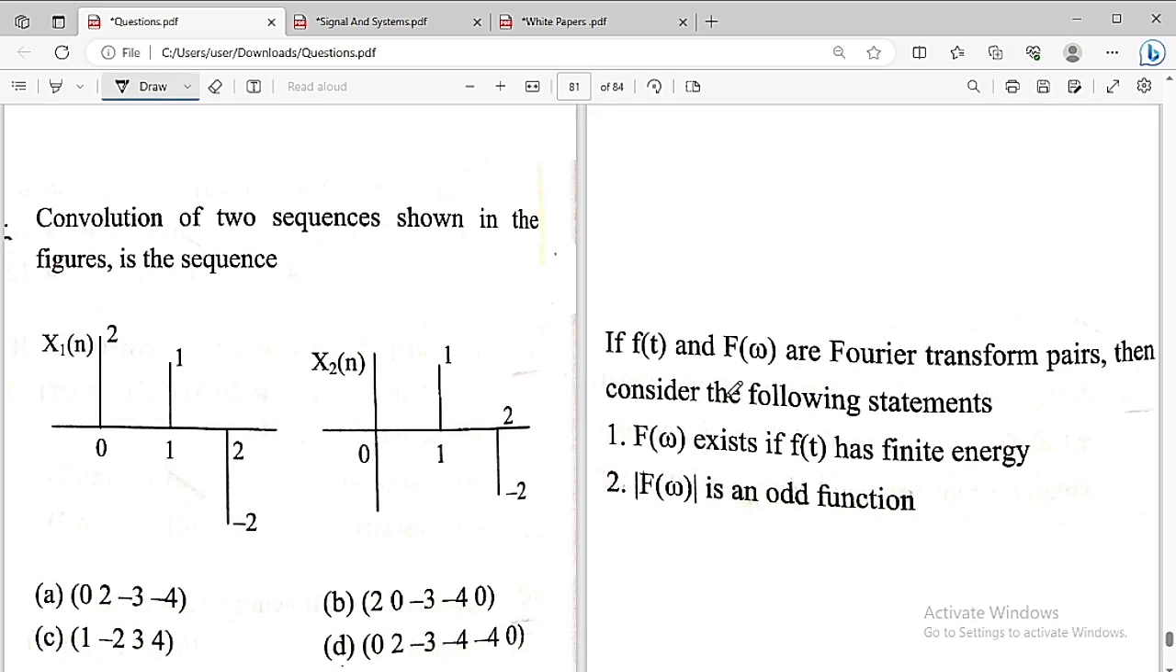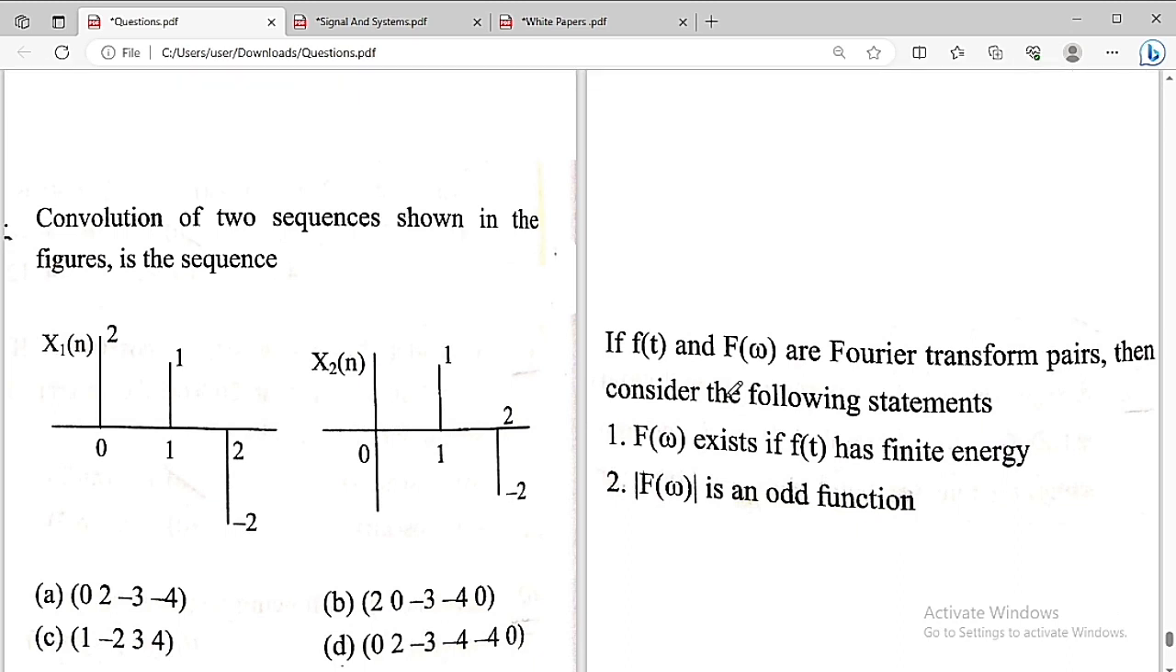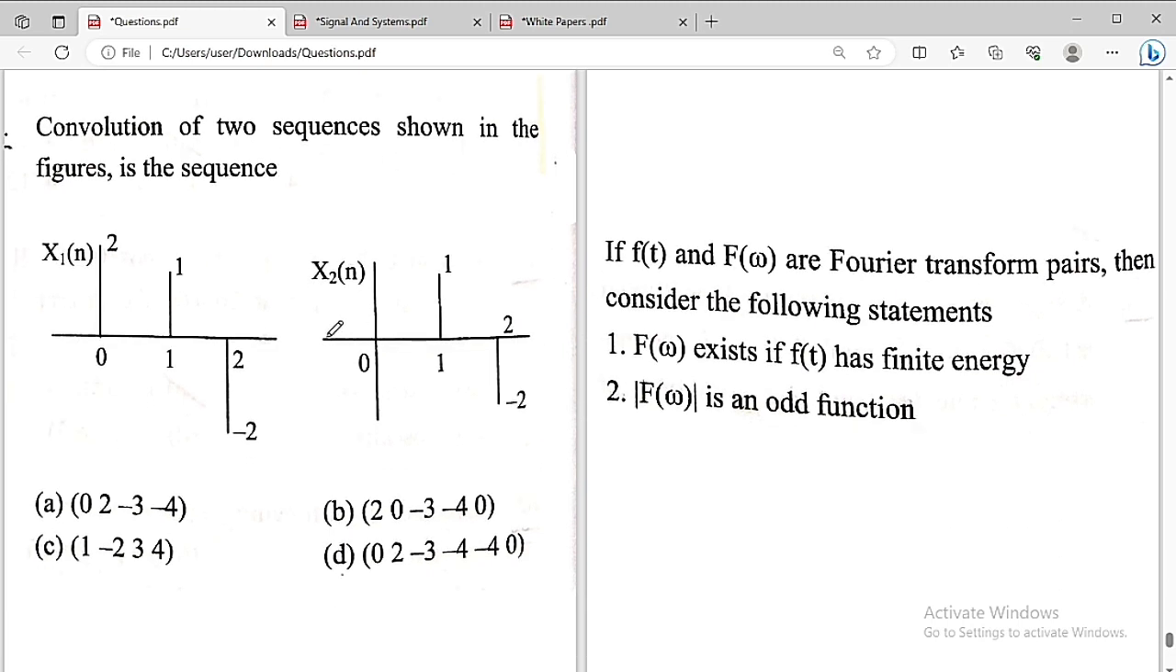See the question here. The convolution of the two sequences shown in the figure is the sequence. So basically, if you see clearly, they are given two discrete time signals x1 of n and x2 of n, and they are asking us to figure out the combination of these two. So if you see clearly, at 0 its value is 2, at 1 its value is 1, and at 2 its value is minus 2. At 0 its value is 0, at 1 its value is 1, at 2 its value is minus 2. So between these two signals, we have to tell what is the convolution.